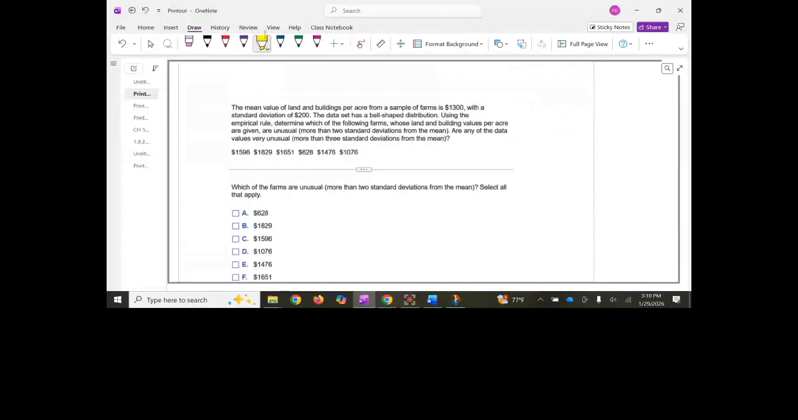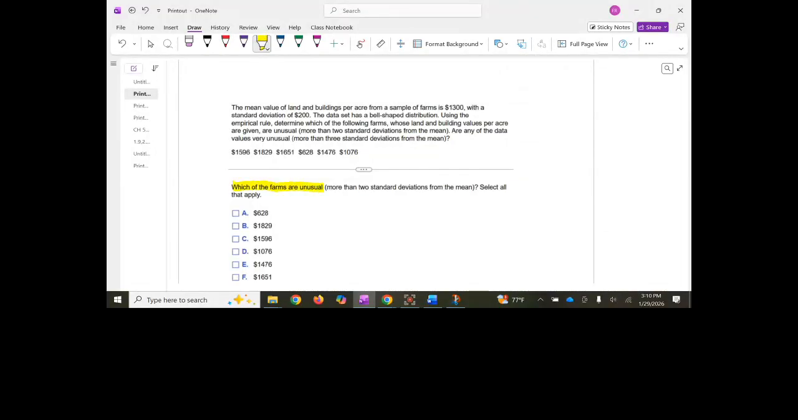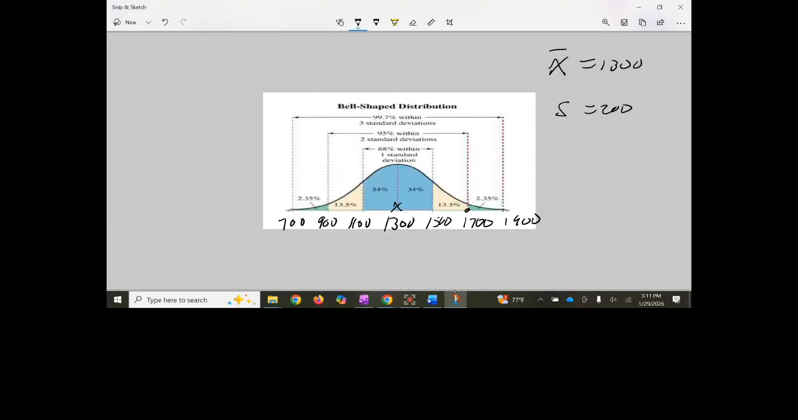Look at the question that they're asking me. Which of the farms are unusual? Now, y'all, they're going to define what it means to be unusual. It's going to be more than 2 standard deviations from the mean. So what do we really mean by that? More than 2. So look, y'all, this was my X bar. More than 2 is going to fall this way and is going to fall that way. So it needs to be more than 1,700 and less than 900. Okay, so let's go back.